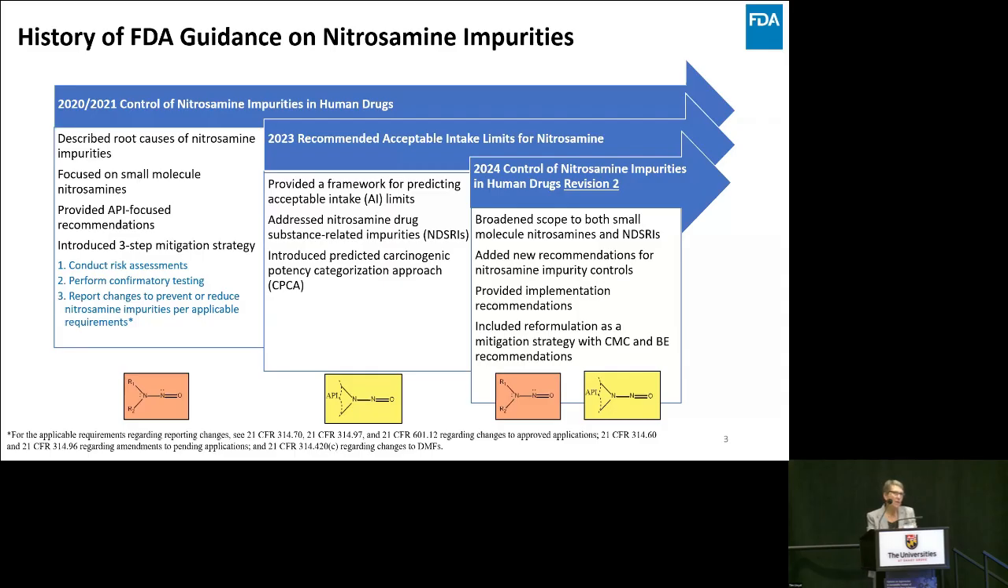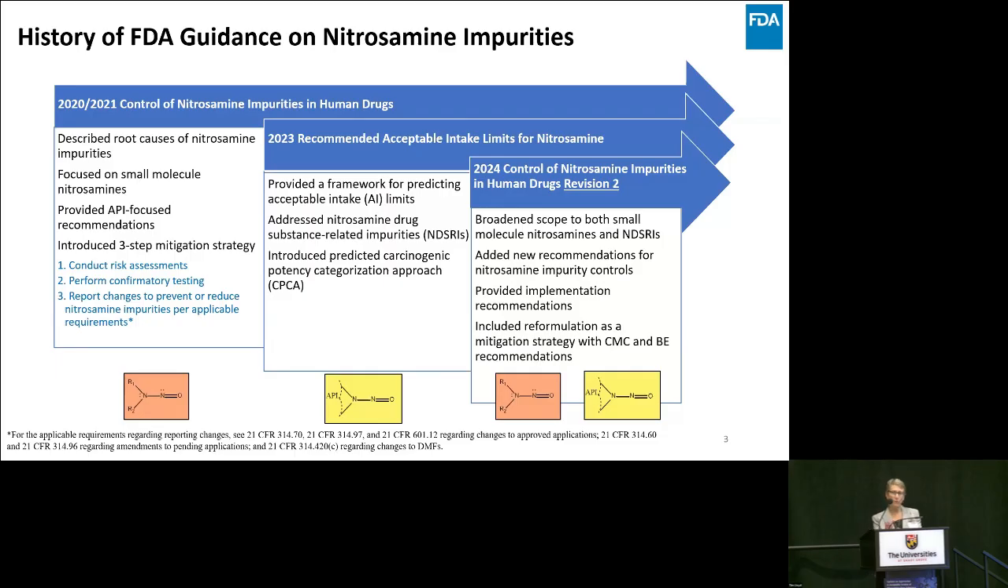In 2023, the rail guidance was published, and there's been a lot of discussion at presentations about that guidance. That was a different kind of guidance. It was focused on pharmacology and toxicology. It provided a new framework for determining the acceptable intake of nitrosamine impurities, and it was focused on NDSRI type nitrosamine impurities, and it gave us the CPCA approach.